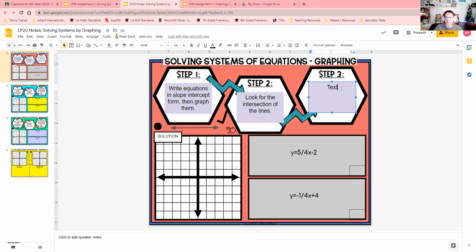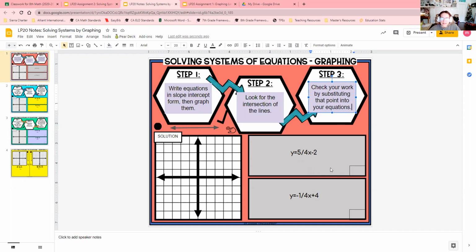Step 3, the very final step, is to check your work. Oops, let me make sure we spell that right. Check your work by substituting that point into your equations. Okay. So we're going to write them in slope-intercept form, we're going to graph them, we're going to find the intersection, and then we're going to check our work.